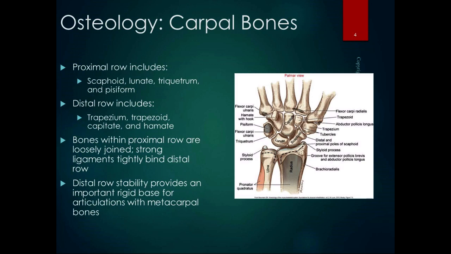The distal row includes trapezium, trapezoid, capitate, and hamate. So there are lots of different mnemonics to remember the carpal bones. The one that I had when I was in school was Sally left the party to take Kathy home. That one always sticks in my mind. I remember thinking of it when I was taking my board exam.